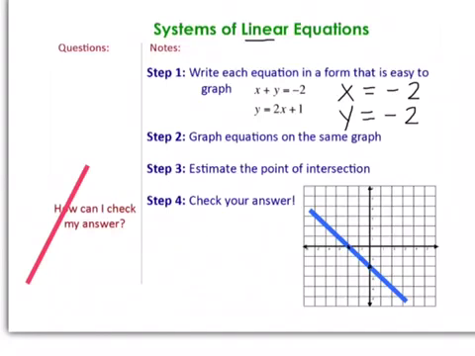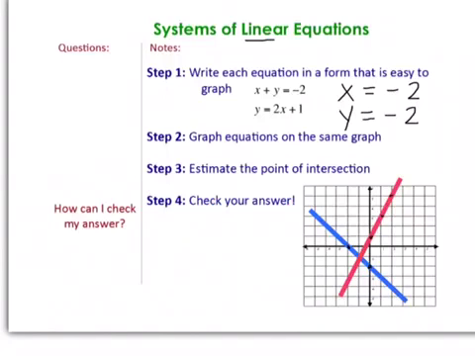That means I start my graph at a y-intercept of +1, and my slope is 2, meaning I rise 2, run 1, rise 2, run 1. If I connect those dots with a line, that's going to be the line that I get, that red line.